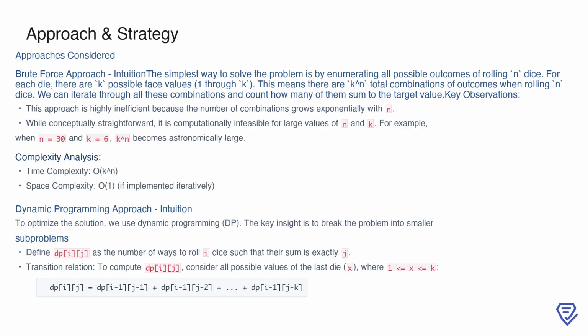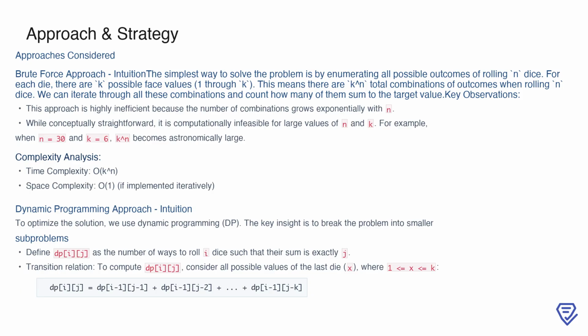While this approach is simple to understand, it quickly becomes impractical as n and k grow. The number of combinations increases exponentially, making this approach computationally prohibitive for large inputs. For instance, if n is 30 and k is 6, the total combinations, 6^30, become astronomically large, and evaluating all of them would be infeasible. Therefore, while the brute force method gives us a theoretical baseline, it's not suitable for solving the problem efficiently.